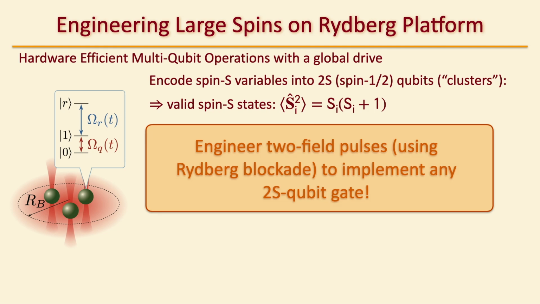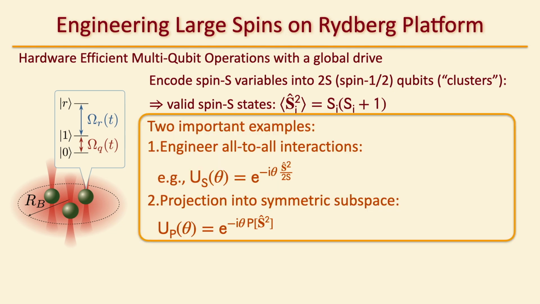And the idea is we engineer two-field pulses out of these two fields using the Rydberg blockade, and we can actually implement any 2S qubit gate of the qubits that sit in here. And here are two examples of gates that are very important. The one is an all-to-all interaction, Heisenberg type. And the second one is the projection that always projects back into the symmetric substates to make sure that we stay in our spin S state.